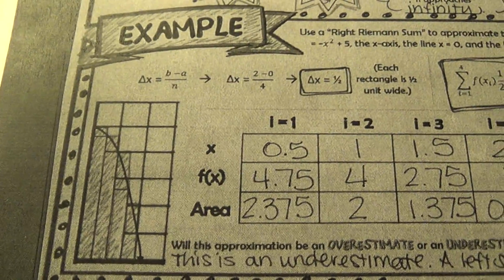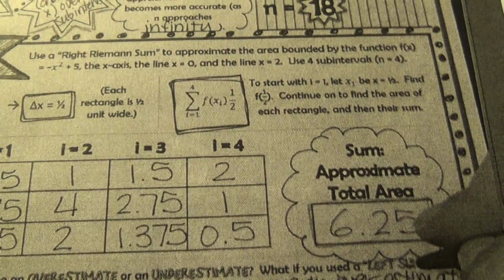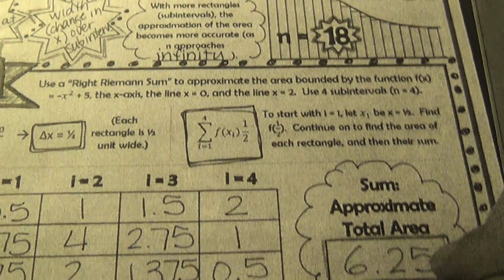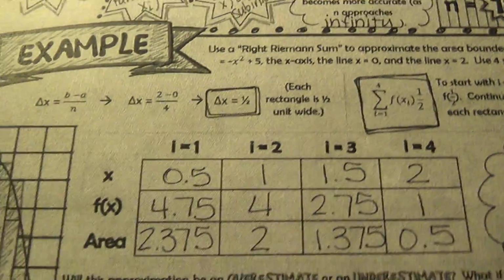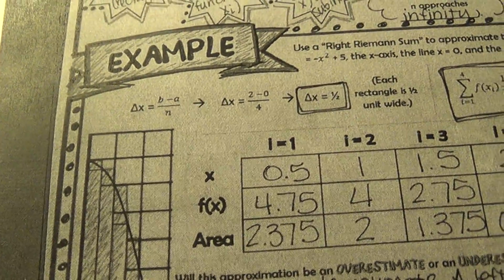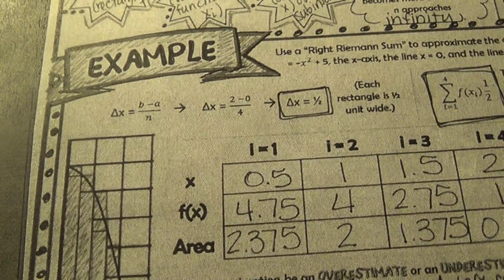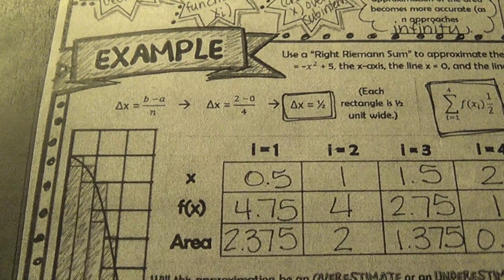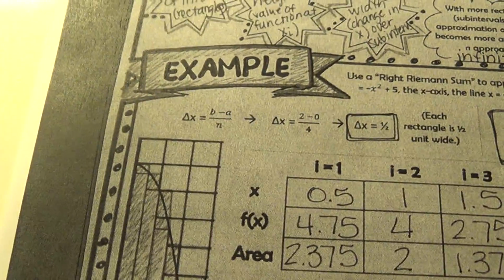It's going to be similar to their work right there. So which kind of boxes are they? They're doing the right Riemann sum. A right Riemann sum will, in this case, cause an underestimate. And then we were asked at the very end to draw in the left boxes.